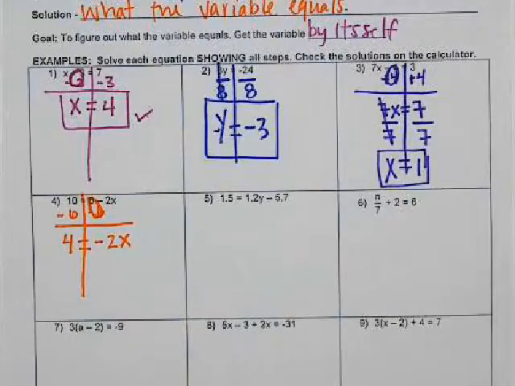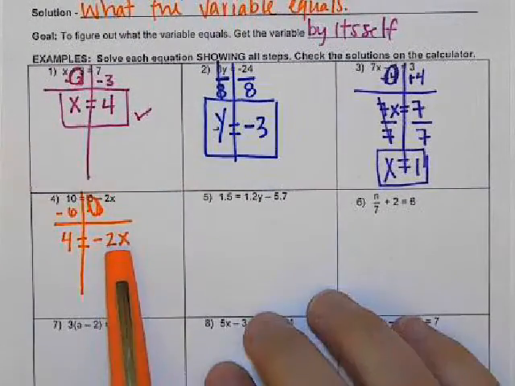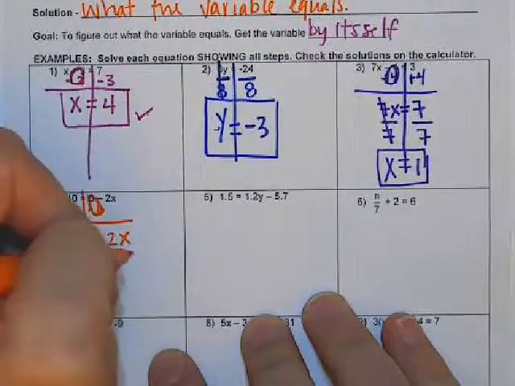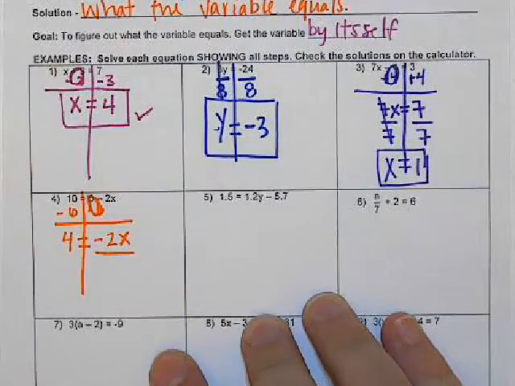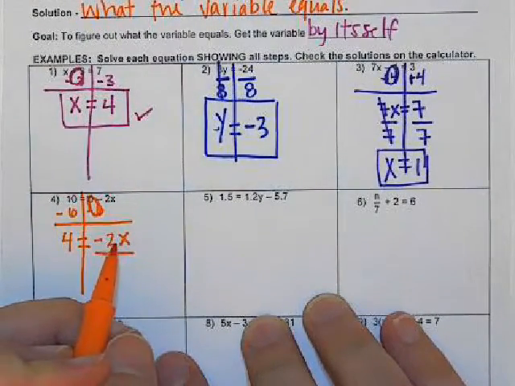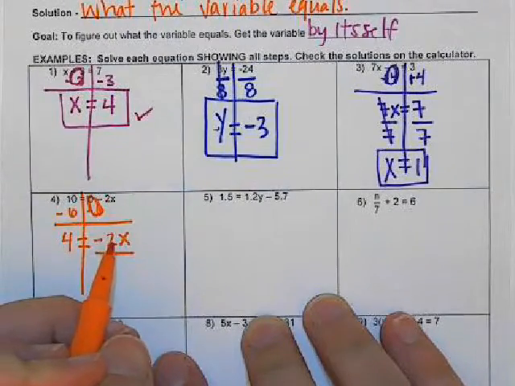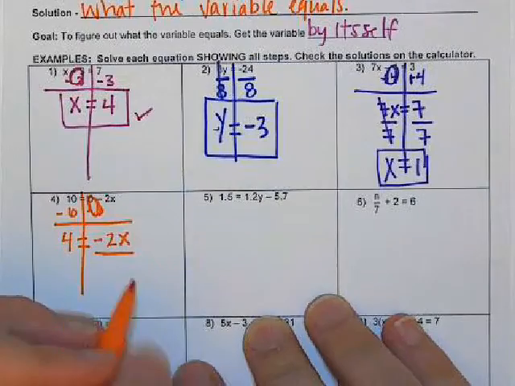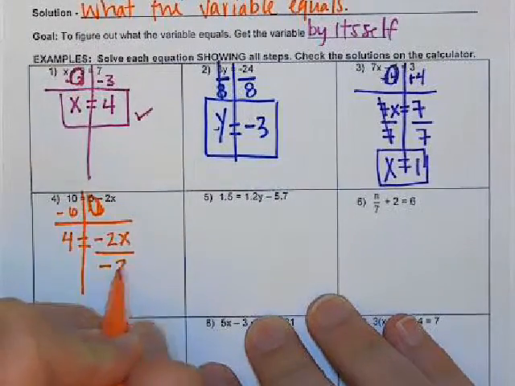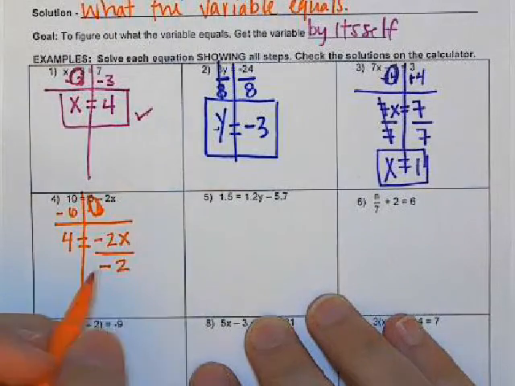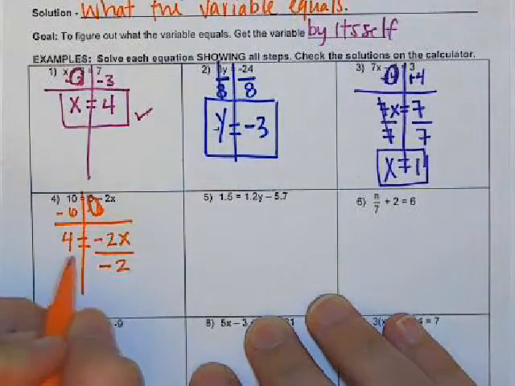Okay, what operation is happening with the x now? This is multiplying, right? So I need to do what? Divide by whatever is in front of the x. If it's a negative 2, you divide by negative 2. If it's a positive 2, you divide by positive 2. This happens to be a negative 2. So when I divide, I need to divide by a negative 2. What I do to one side, I got to do to the other side.